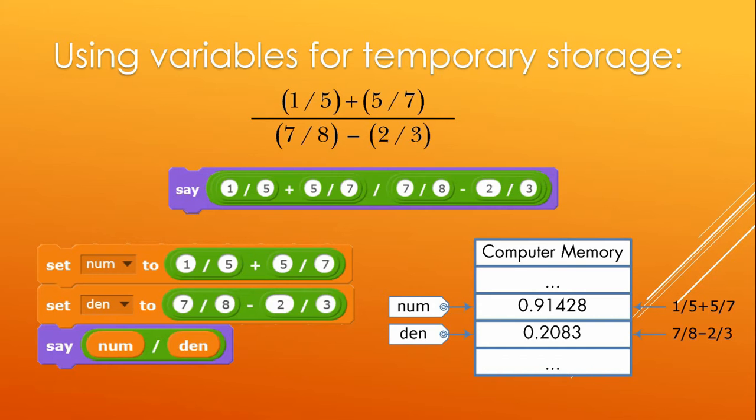And if we look at how the computer would actually work it out, it goes and works out the numerator, which is 0.91 and so on, then the denominator of 0.2083, and then it divides those two to give you an answer. So this does help make your code easier to read.